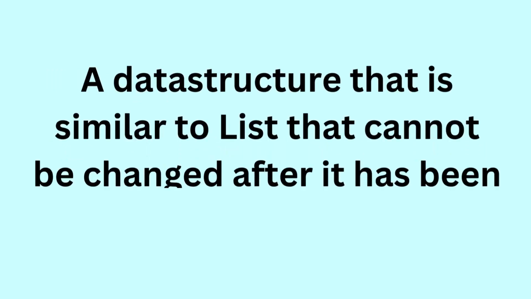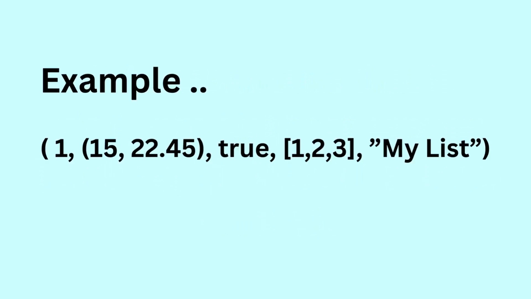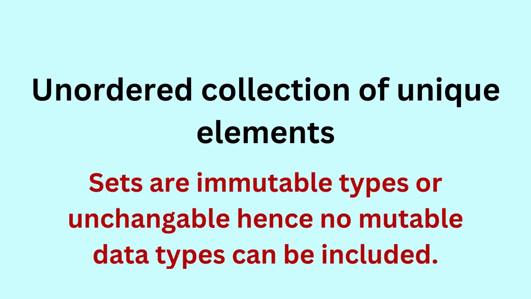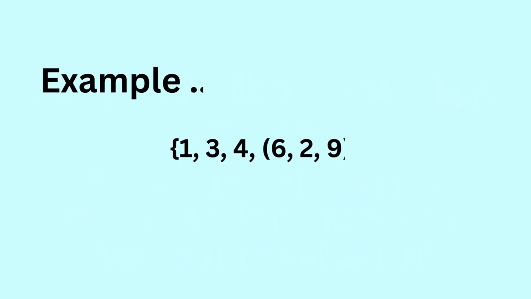Tuple. A tuple is a data structure similar to a list, but it is immutable, meaning its elements cannot be changed or modified after the tuple is created. Tuples are defined using parentheses, and individual elements are separated by commas. Sets. In Python, a set is an unordered collection of unique elements. Sets are defined using curly braces or by using the set constructor function, and individual elements are separated by commas.